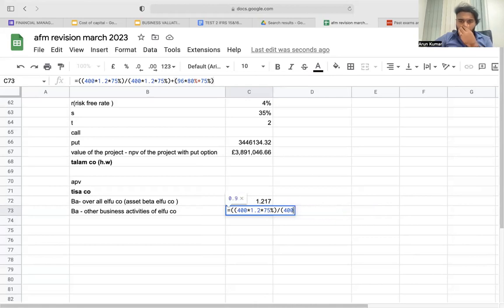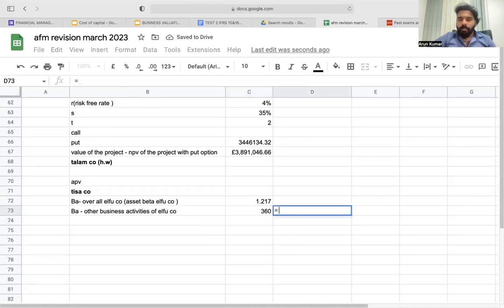We'll do the calculation separately. So for 400 into 1.2 multiplied by 75%, that should be 360 plus 96 into 80% multiplied by 75%. So this is VE divided by VE plus VD into 1 minus T multiplied by 1.5. How much is the equity beta? How much is the asset beta now?